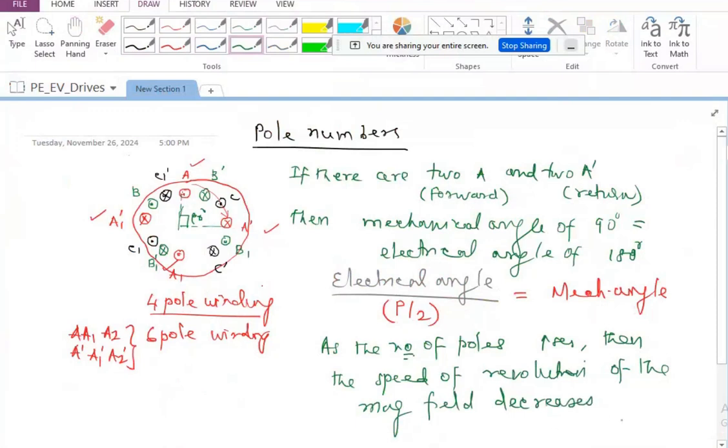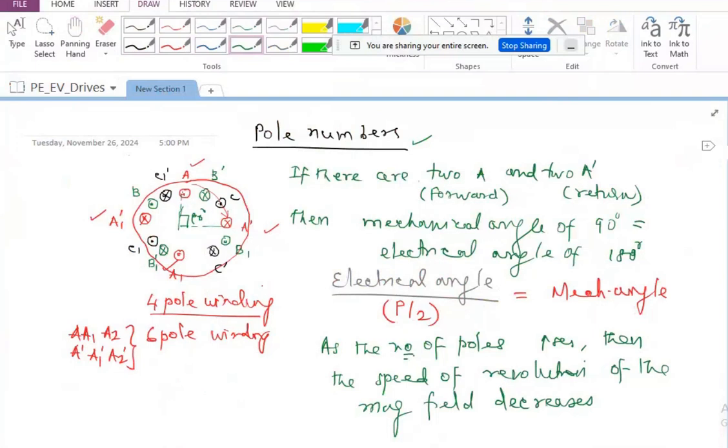And if I want a low speed machine, that's why I will have more number of poles in my machine. And if I want a high speed machine, the maximum I can obtain from 50 Hertz is only 3000 RPM, nothing more than that. Okay.